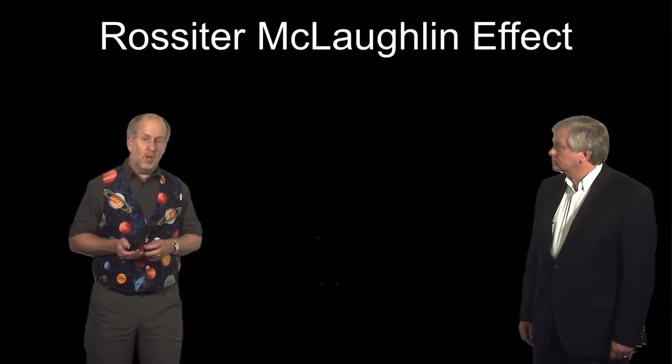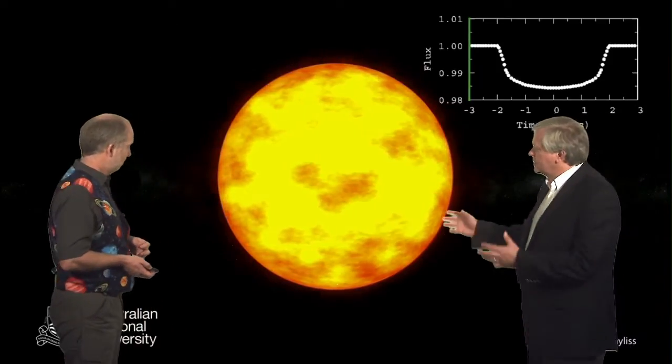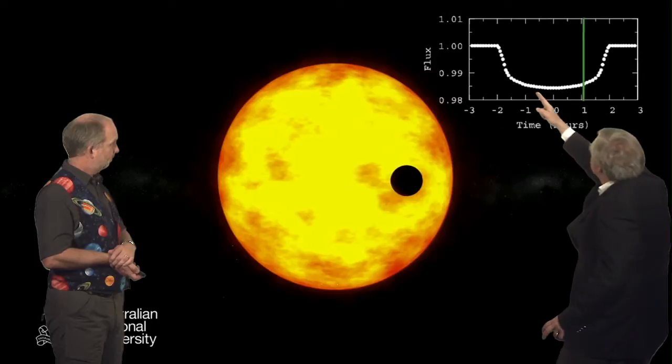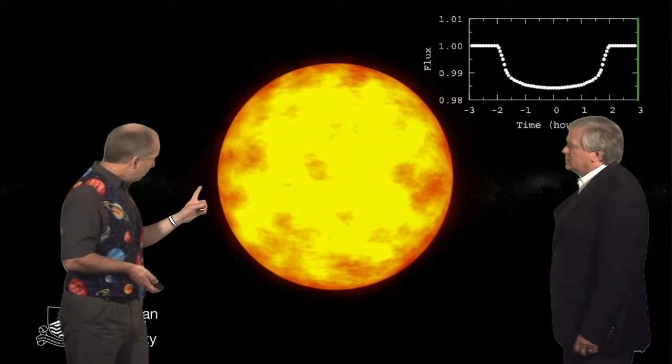Here's another really sneaky trick you can do with this transit data, what's called the Rossiter-McLaughlin effect. The idea is you can actually use the transit to find out about the rotation of the star that you're orbiting. So here we have a star and a transit is going to occur. This shows you where the object is as a function of how bright the star is as a function of time. But of course the star is rotating.